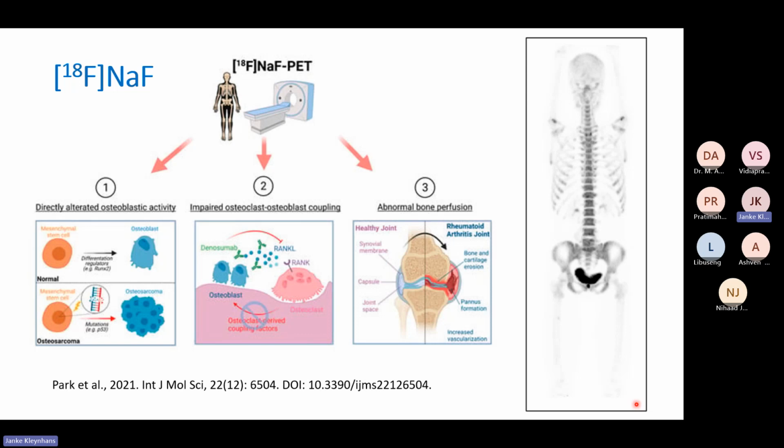So now we jump into fluorine incorporation further. So it's the fluorine-18 of the sodium fluoride that is incorporated directly into the bone with ion exchange with the hydroxyl group. So it is incorporated directly, altered osteoblastic activity, and then it shows also abnormal bone perfusion. It really gives nice scans.